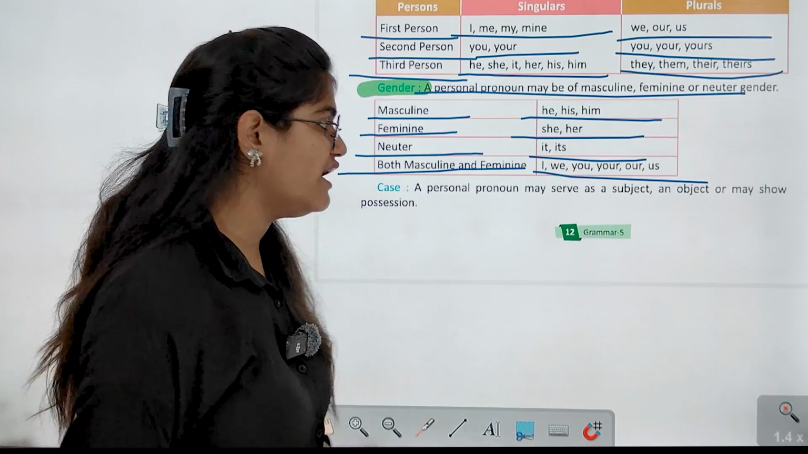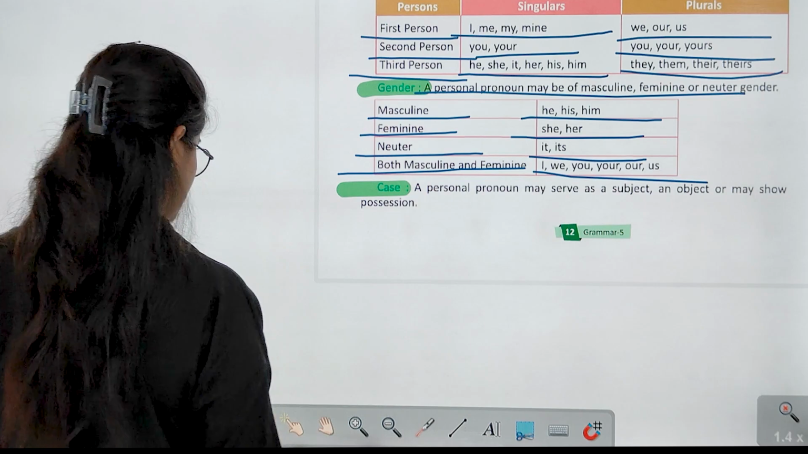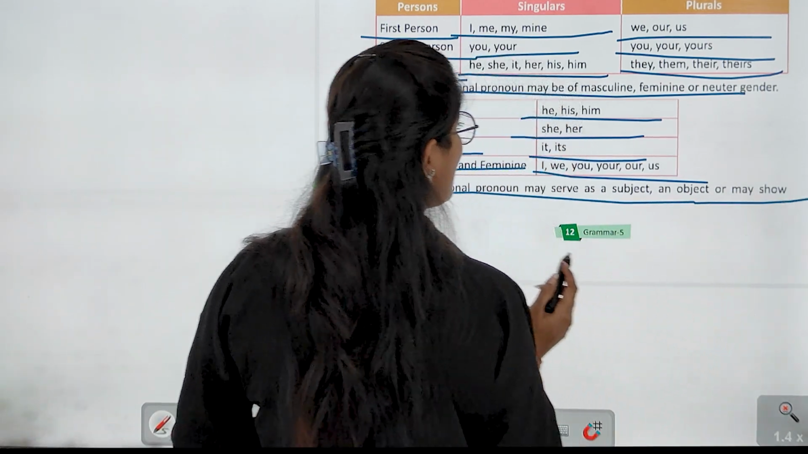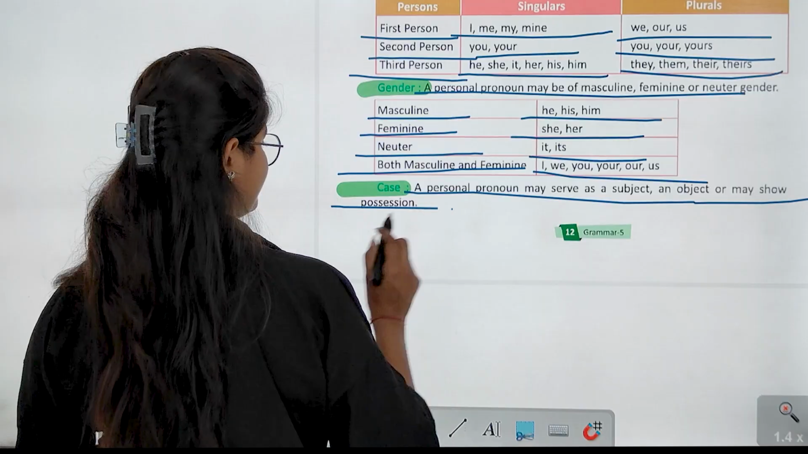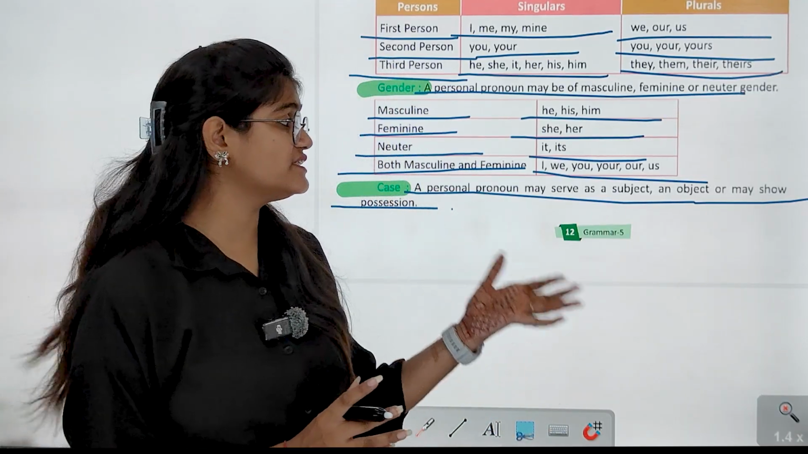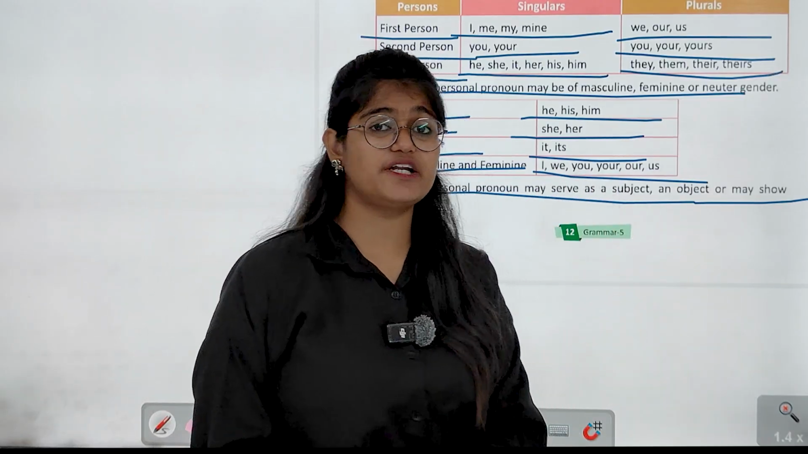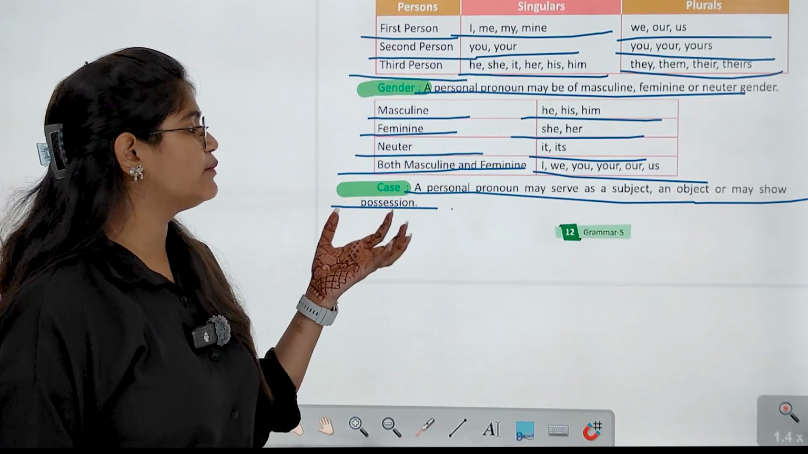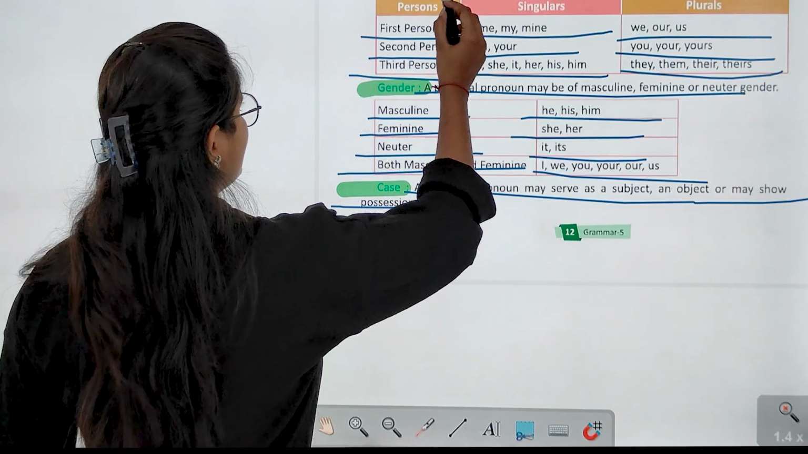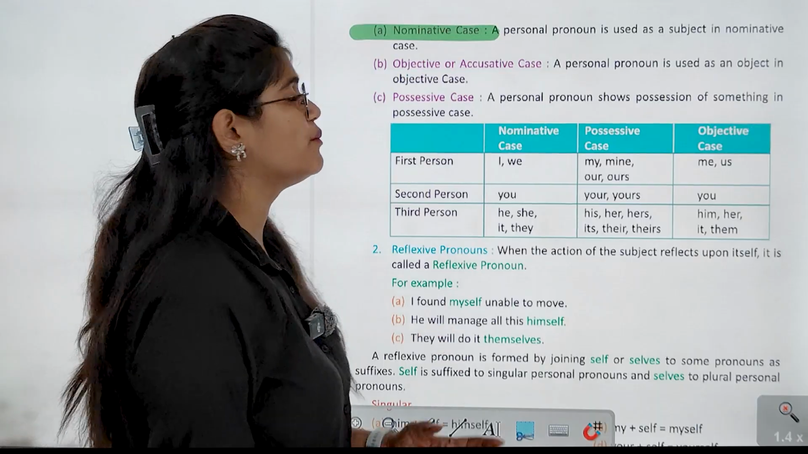After that, the next thing that we have is case. Now, what is case? A personal pronoun may serve as a subject, an object, or may show possession. कि एक पर्सनल प्रोनाउन जो है वो सब्जेक्ट की तरह भी ट्रीट किया जा सकता है, एक ऑब्जेक्ट की तरह भी ट्रीट किया जा सकता है और पोजेशन की तरह भी शो किया जा सकता है, right? After that, the first case that we have is the nominative case.